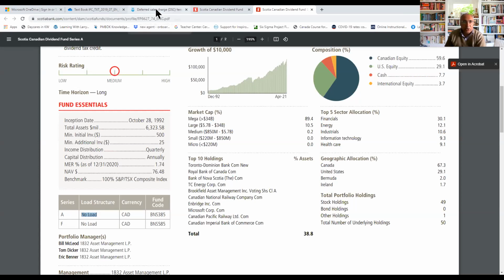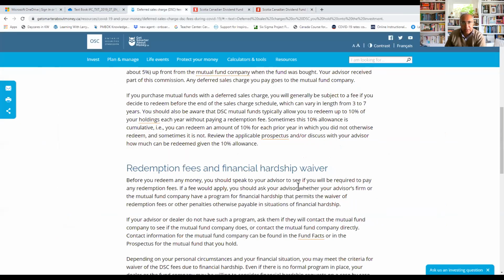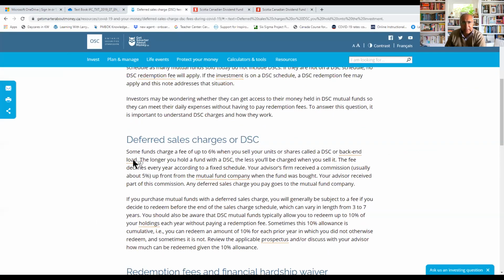But in your course, there's front end, there's deferred sales charge. So a little bit about deferred sales charge here. Some funds charge a fee up to 6% when you sell your units or shares. This is called DSC, deferred sales charge. Defer means later, you pay later when you sell, or back end load.